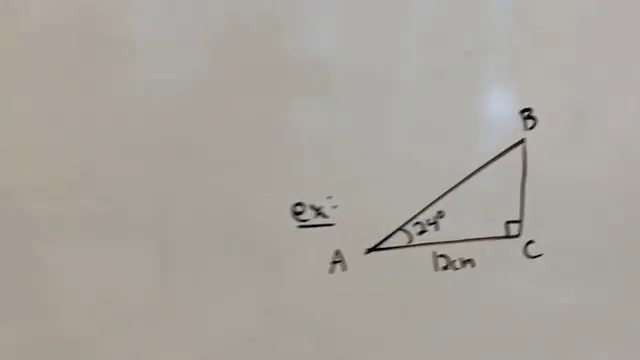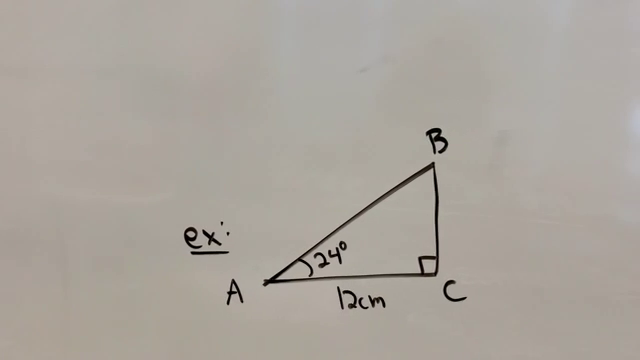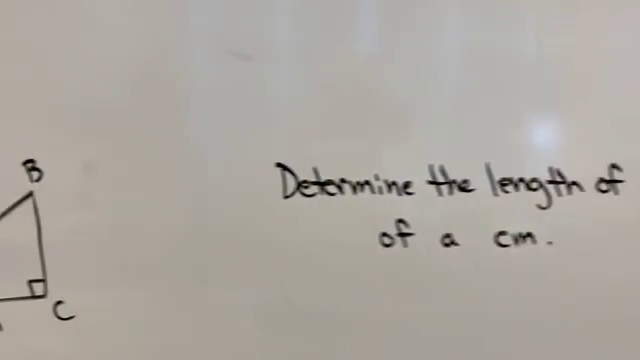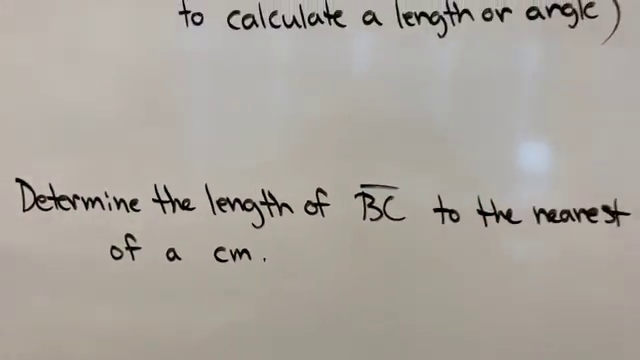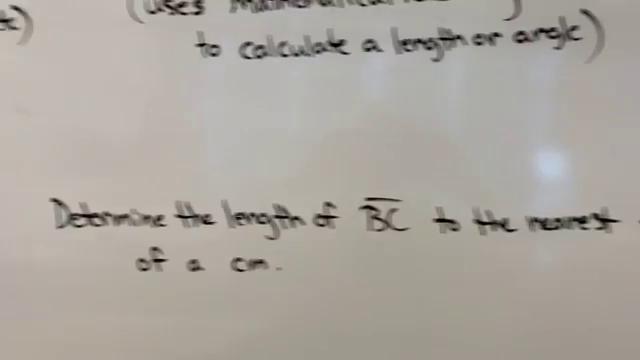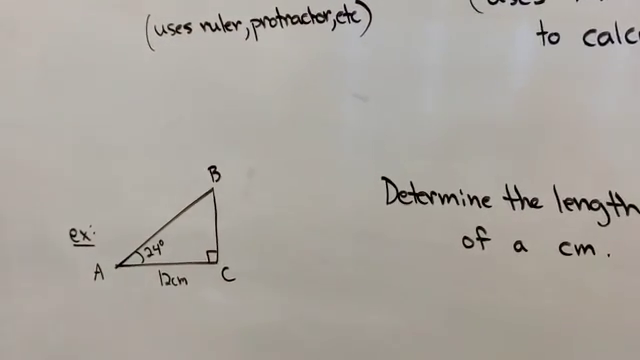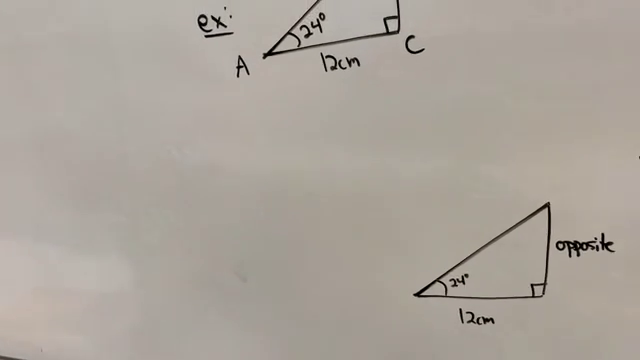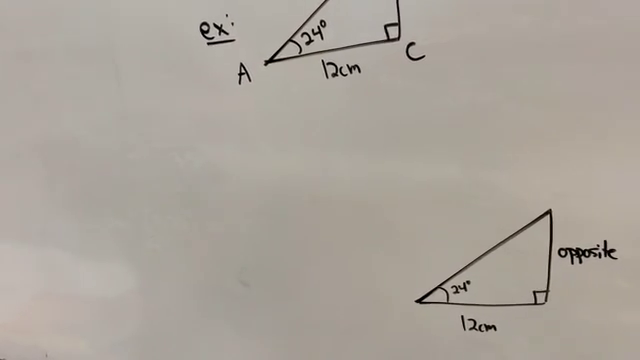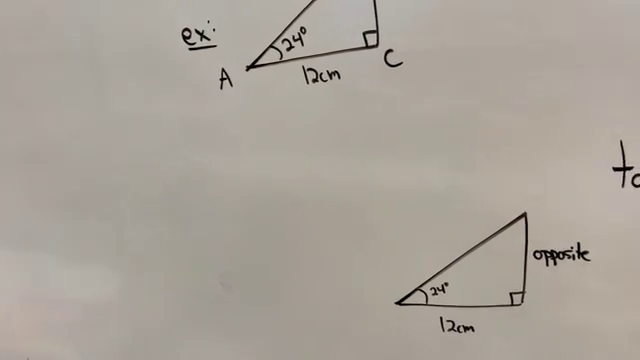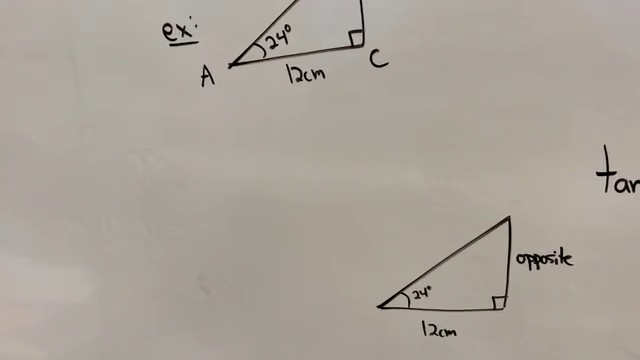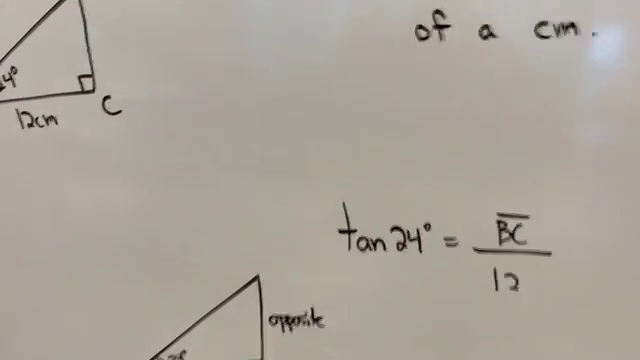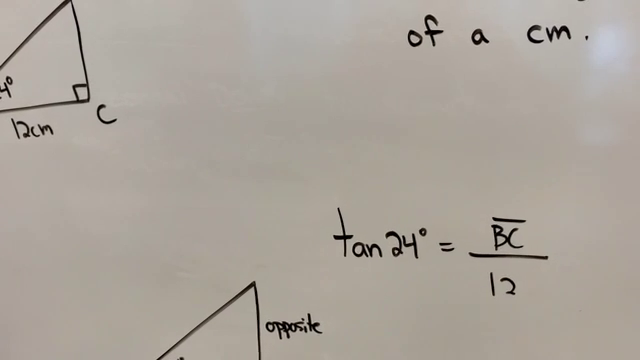But in this question, we're going to be given the angle and one of the sides, and we're asked to find the length of BC to the nearest 1/10 of a centimeter. And so if I look at that triangle, BC is what I usually would call the opposite side relative to that 24-degree angle. I have the adjacent side, so I know that tan relates opposite over adjacent. So tan of 24 must be equal to this missing length, BC, divided by 12.